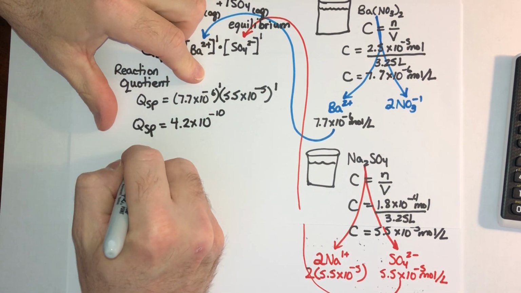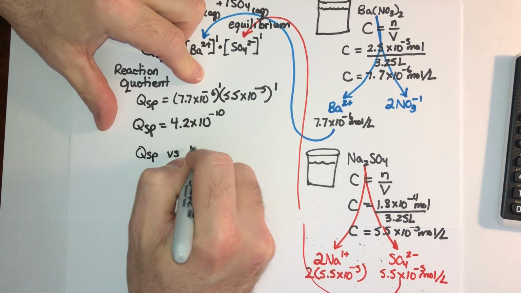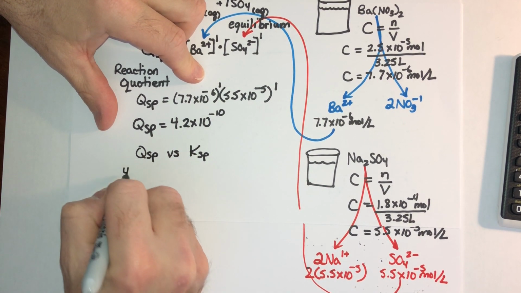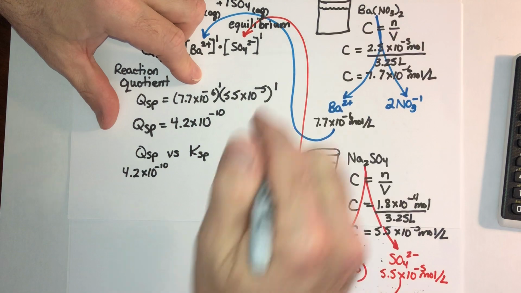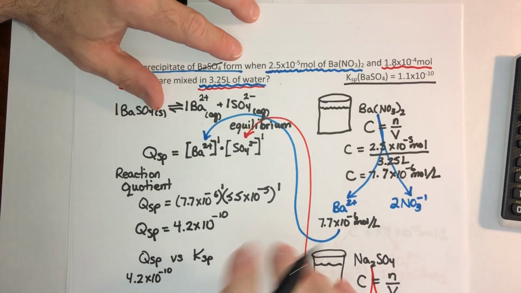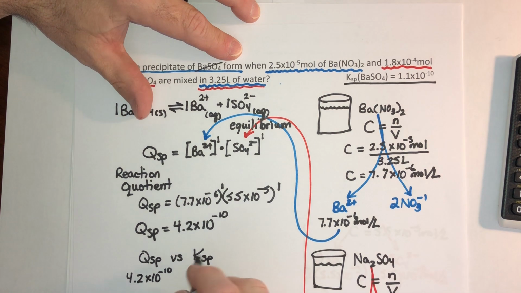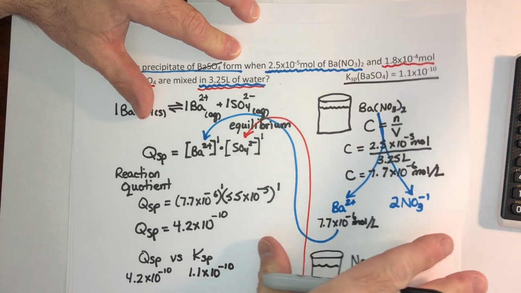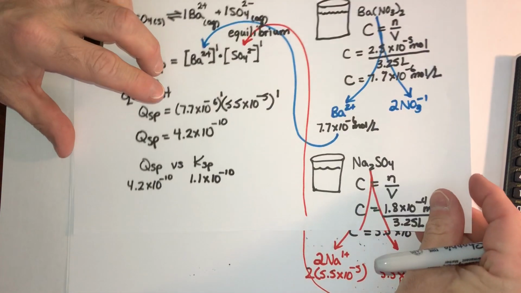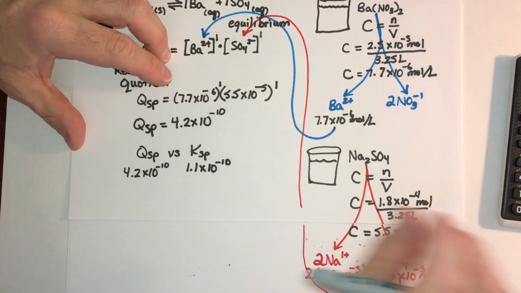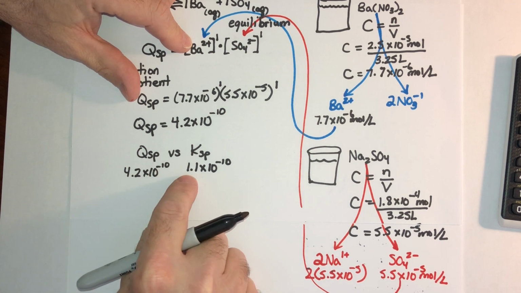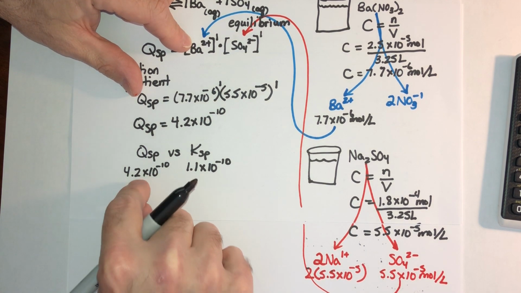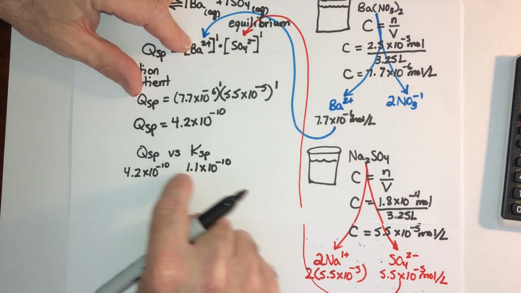Now you have to do your comparison. You're going to do QSP versus KSP. Your QSP is 4.2 times 10 to the minus 10. Your KSP, I've kind of got it moved off to the top there, but if we bring it down, remember it was 1.1 times 10 to the minus 10. Okay, so let me move it back up so we can see our calculations again. Right about there. Perfect. Now you're doing a comparison. 4.2 times 10 to the minus 10 versus 1.1 times 10 to the minus 10. Now they're both 10 to the minus 10, but this one's a 4 and that one's a 1.